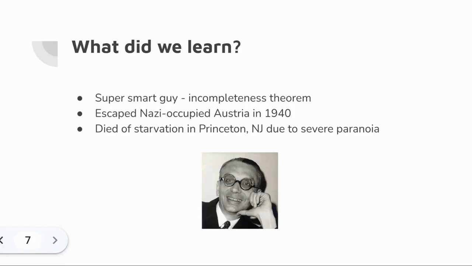So what did we learn? He's a super smart guy. He came up with the incompleteness theorem and Gödel numbers. He escaped Nazi-occupied Austria in 1940, which is pretty cool. But he died of starvation in Princeton, New Jersey due to severe paranoia, which is less cool.